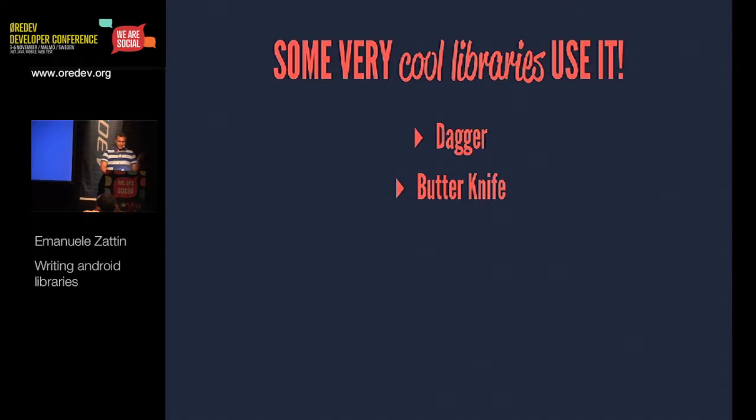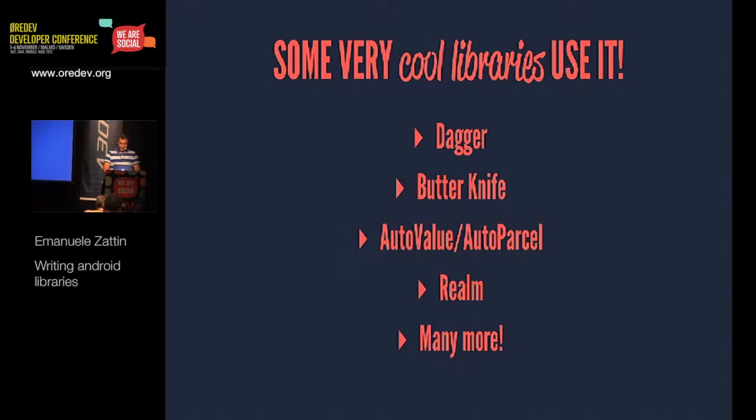Dagger, of course, Butterknife from Jake, auto-value, auto-parcel. This is also very useful, especially since Parcelable is quite tedious to implement, and we're using it as well, and a lot more, really a lot more.